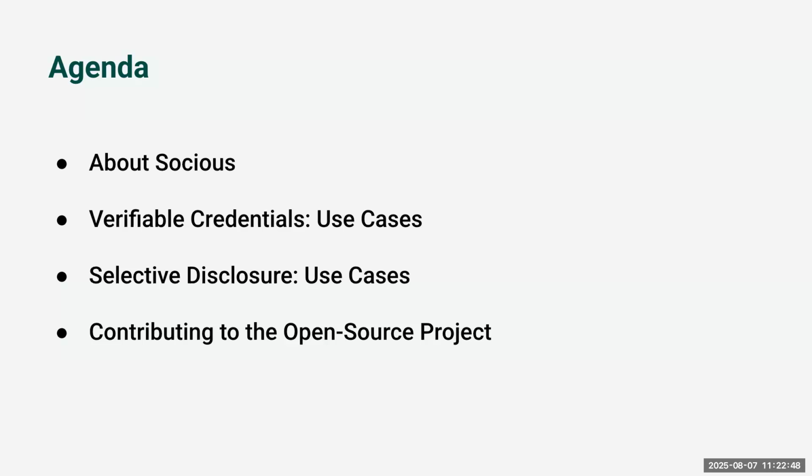Second part is selective disclosure. The fact that you don't need to show everything. You want to prove that you're at least 18 years old, and you don't need to share your name, your gender, your face. You just prove that yes or no, you're 18 years old.